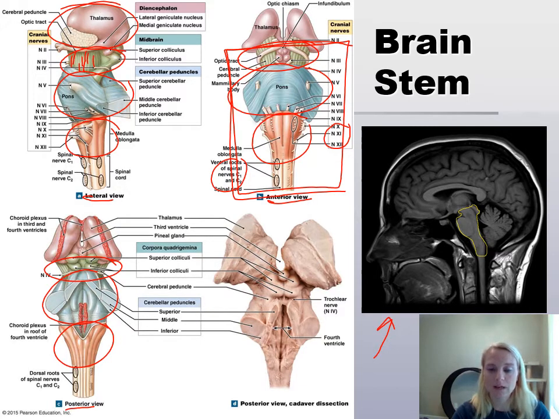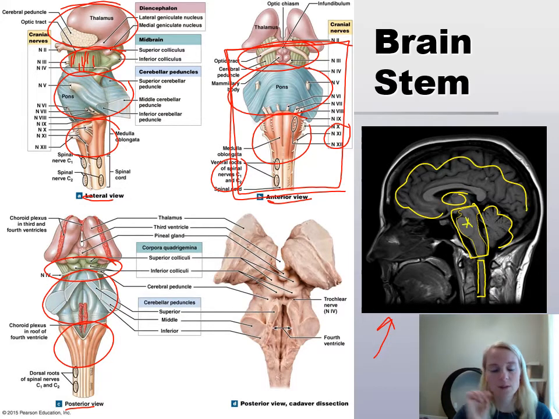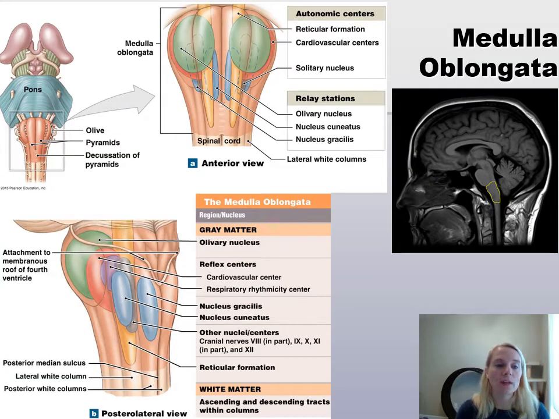So as I've indicated here, the brain stem is right there, sitting on top of the spinal cord, with the cerebellum here, the diencephalon here, and the cerebrum here. So this is what we're going to spend some time talking about right now. All right, so here is that reference picture, and we're going to zoom in. We're looking at just the medulla oblongata, and here's my little MRI picture over here. You can see I've just highlighted the bottommost part of the brainstem.